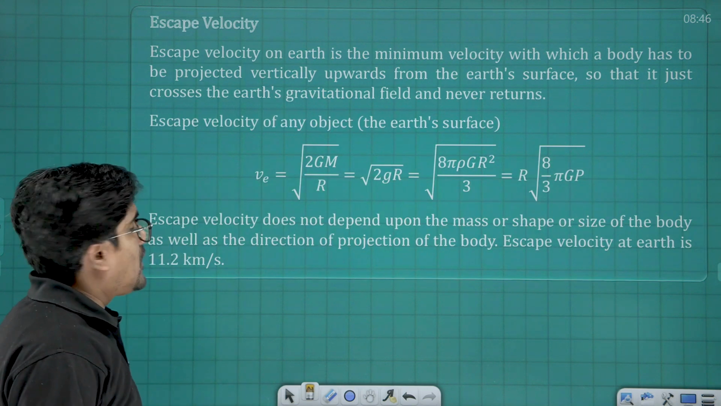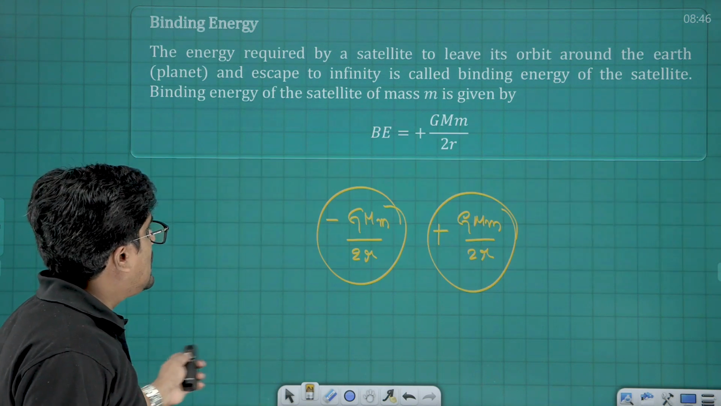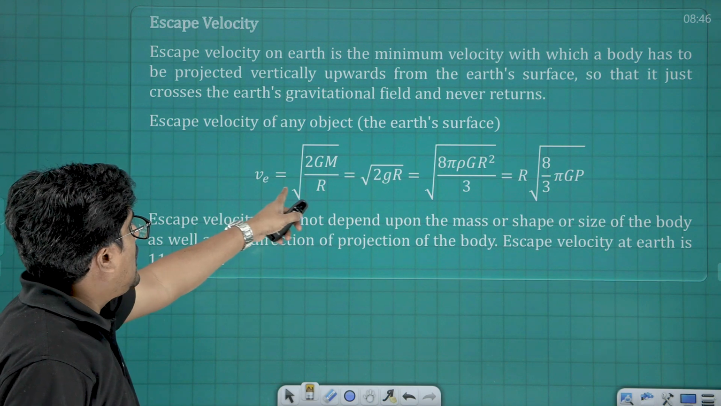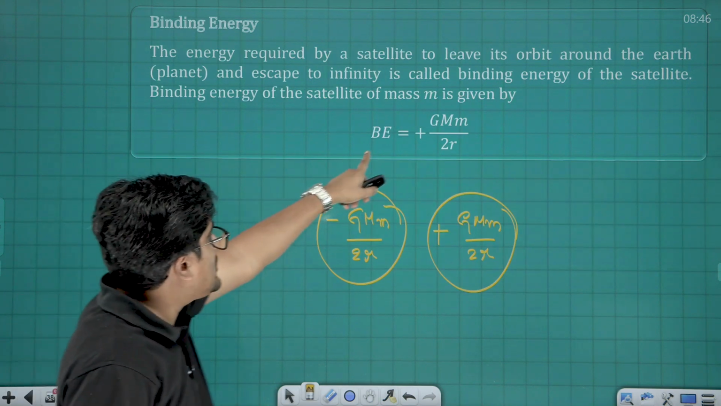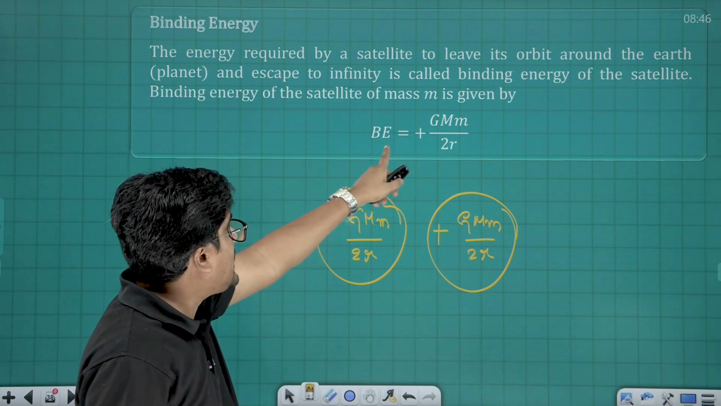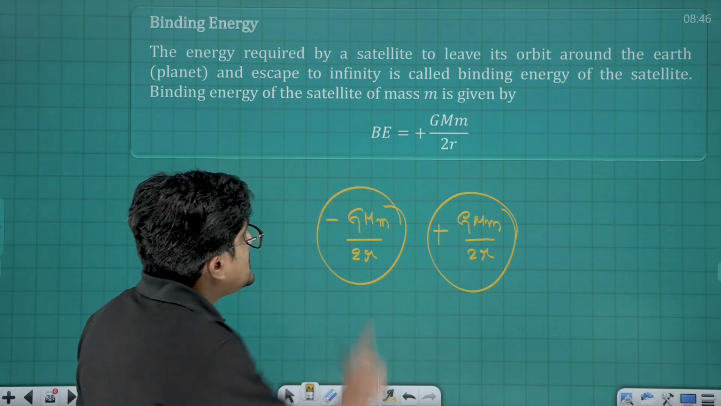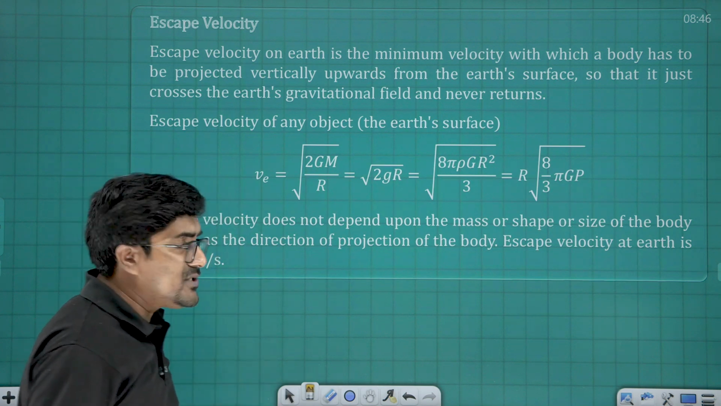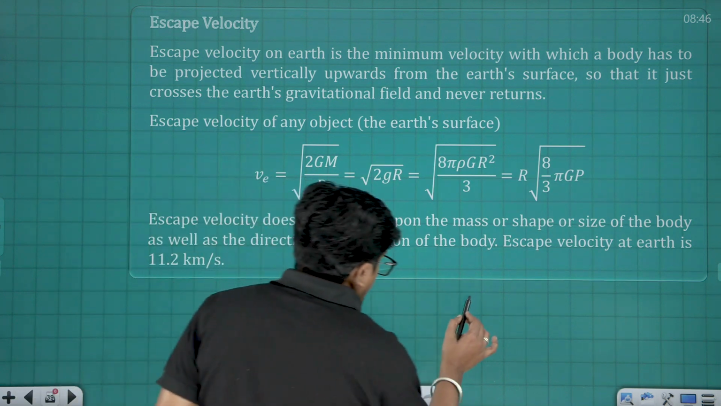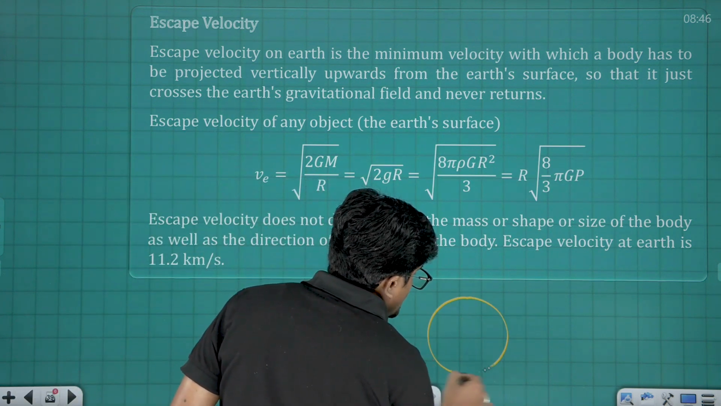The next is escape velocity. Escape velocity is the same thing only. The concept is the same. Here we discussed the binding energy, and what is the binding energy? It is G M m by 2r. Now let us consider a body kept on the surface of the Earth.